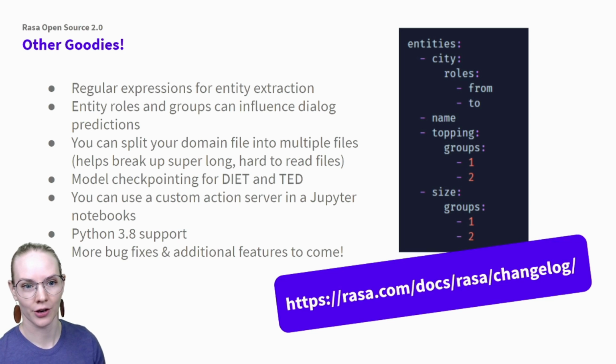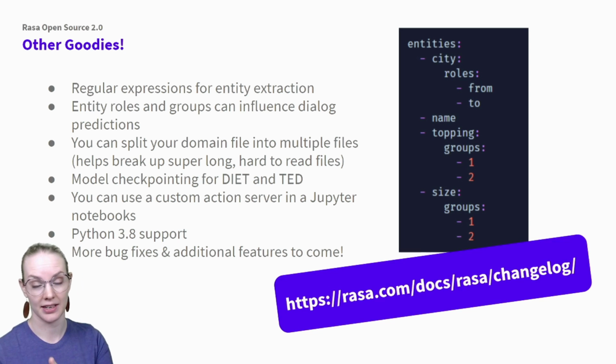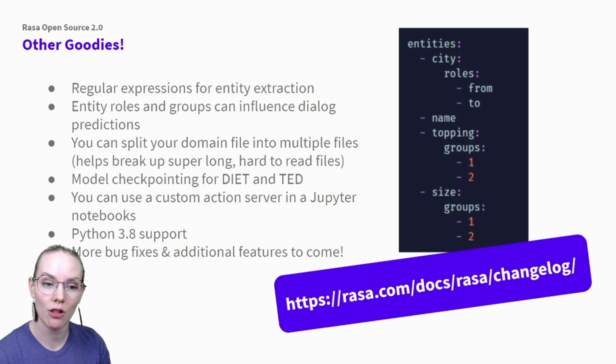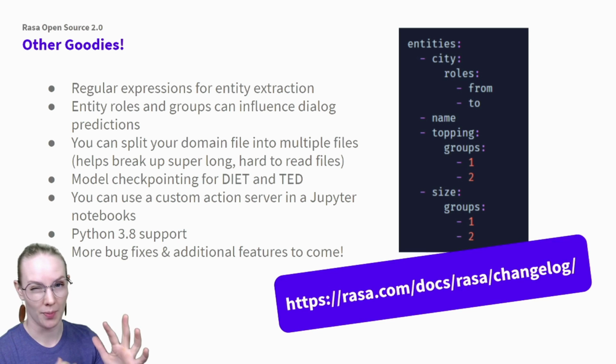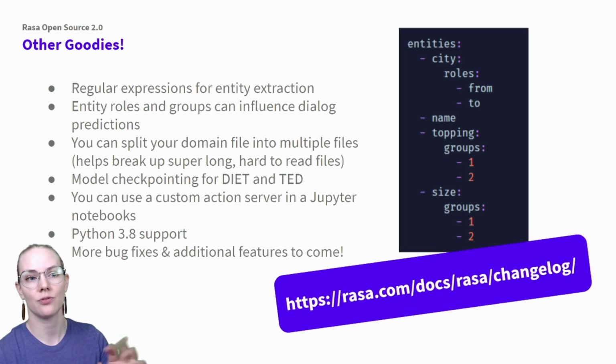There are also a lot of other smaller fixes. Now you can use regular expressions for entity extraction. If you have entities that are in a role or a group, for example, places that are destinations and places that are where people are coming from, you can have a destination versus a place that somebody's coming from influence the dialogue a little bit differently. If you have a really long domain file, you can split it into multiple files to make it easier to keep track of. We're offering model checkpointing for DIET and TED. These are two models that we've developed at Rasa: DIET for entity extraction and intent classification, and TED for your dialogue policy.